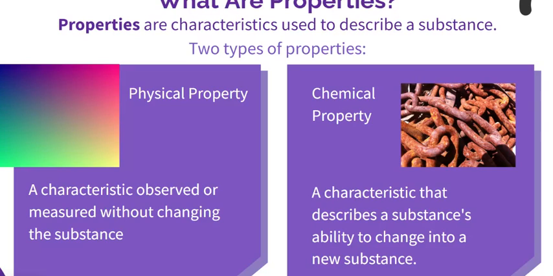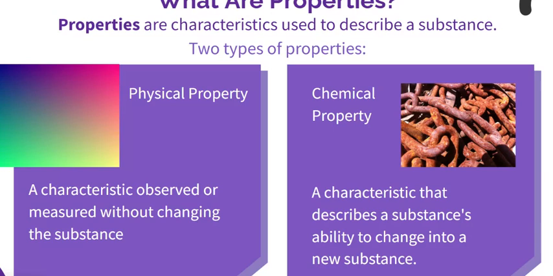Properties are characteristics used to describe a substance. We are interested in two types of properties, physical properties and chemical properties. A physical property is a characteristic observed or measured without changing the substance, things like color or texture. A chemical property is a characteristic that describes how a substance interacts or changes into a new substance.